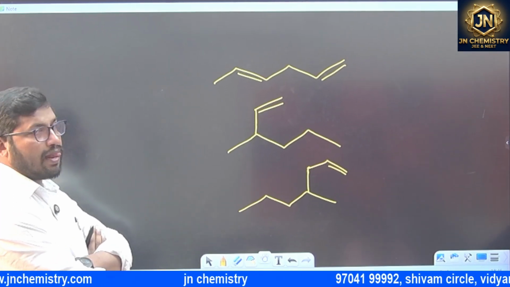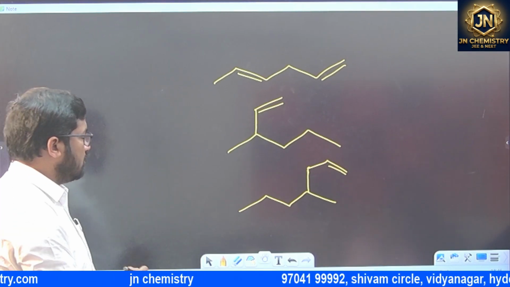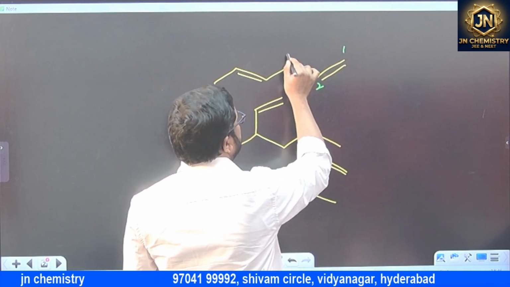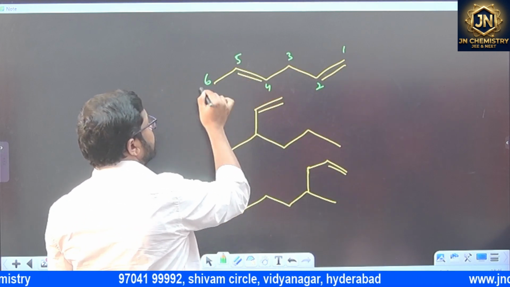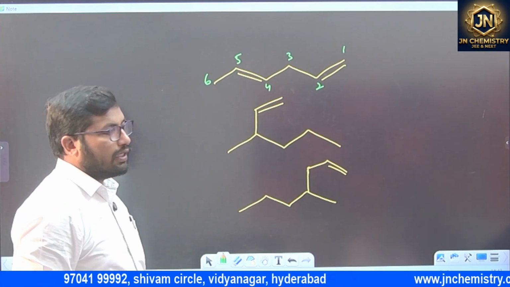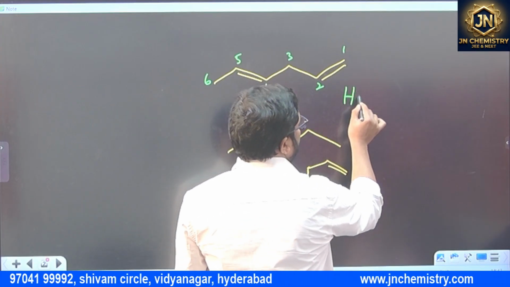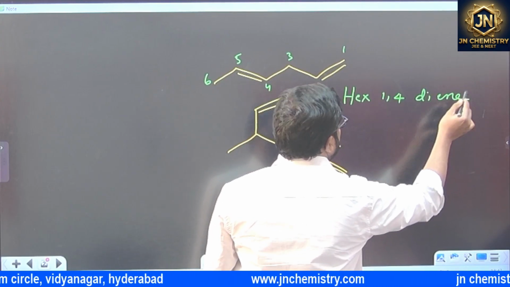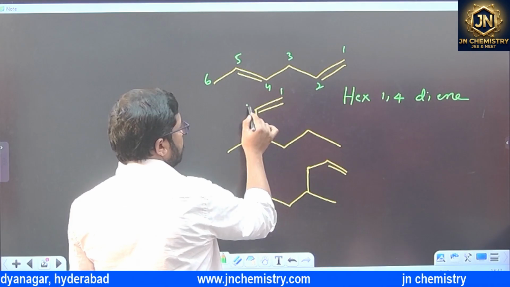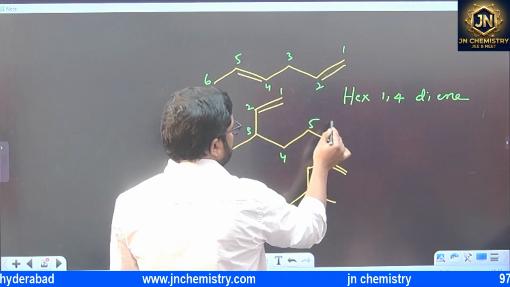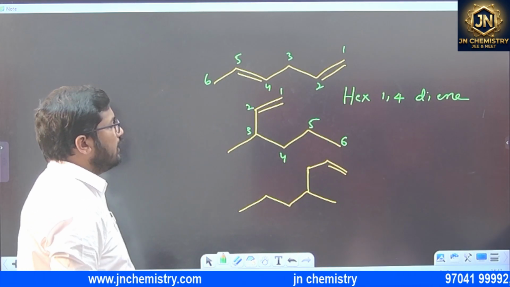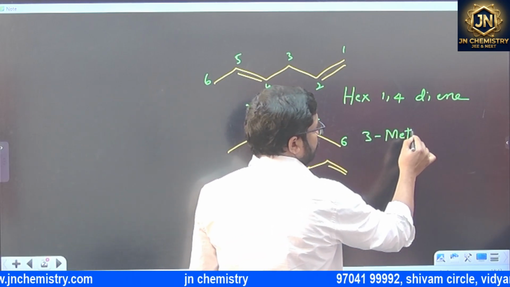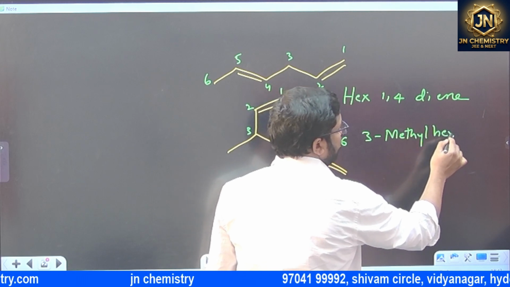First one, so double bond we need to start from here, right? Numbering 1, 2, 3, 4, 5, 6. Hexa-1,4-diene. Here we'll start the numbering from here. 3-methyl, hex-1-ene.